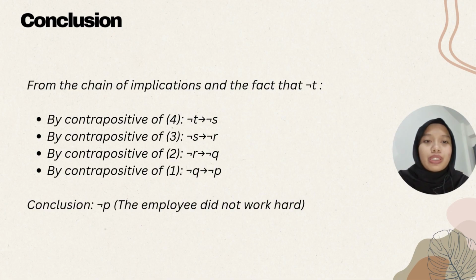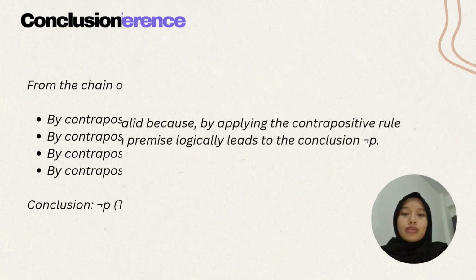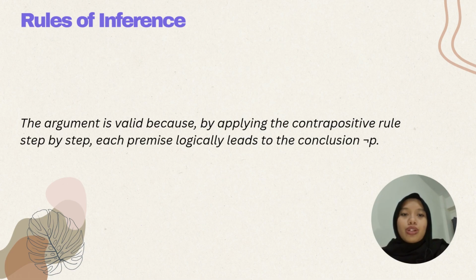By combining all these steps, we form a chain: not T implies not S, implies not R, implies not Q, implies not P. Therefore, the final conclusion is not P. This means the employee did not work hard. The rule used here is the contrapositive rule. It states that if P implies Q, then not Q implies not P. By applying this rule repeatedly, we logically reach the conclusion. Therefore, the argument is valid.